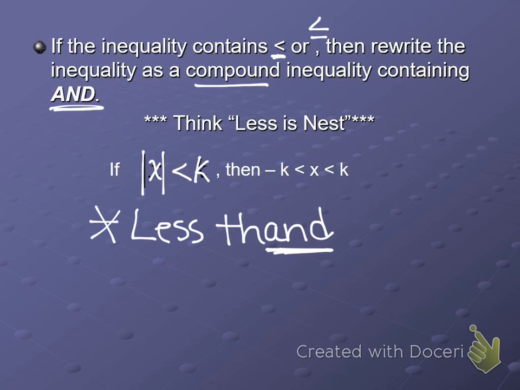All right, if the inequality contains a less than symbol or a less than or equal to symbol, then rewrite the inequality as a compound inequality containing and. Okay, one way to remember it is less is nest, because the variable gets nestled or nested in between the two sides. The other way to think about it is less than and. Okay, kind of make a new hybrid word out of it.